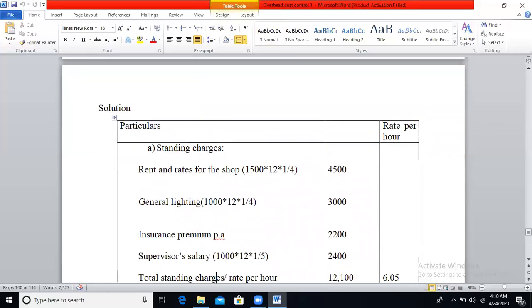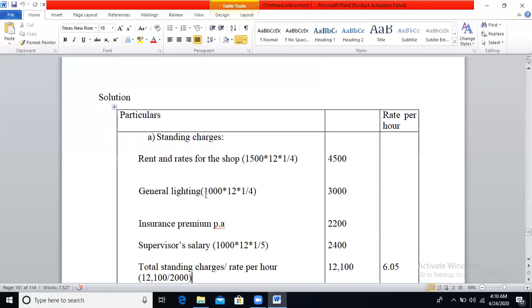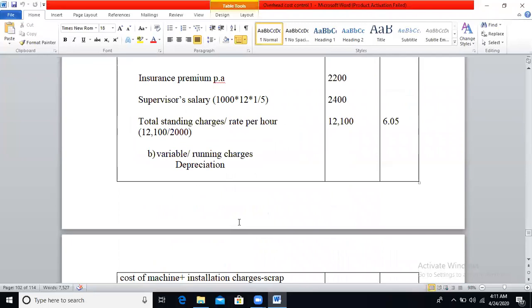Then general lighting, the value of lighting will be 1000. They have given it per month. You have to convert it by 12, and this lighting will be provided for this machine only for 1/4 of the area. Then insurance premium they have given per annum, that is 2200. Then supervisor's salary, 1000. They have given it per month, so convert it into yearly basis. And this supervisor is devoting his time of supervision for only 1/5. So that's why you have to calculate 1/5.